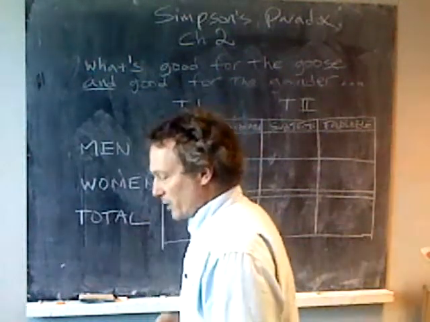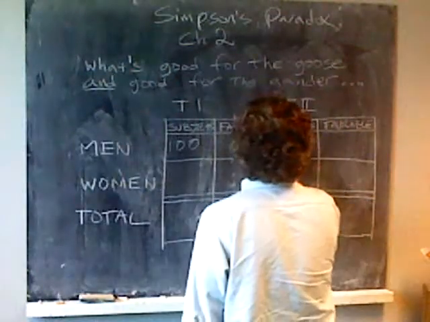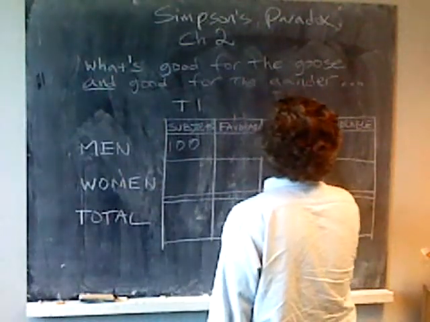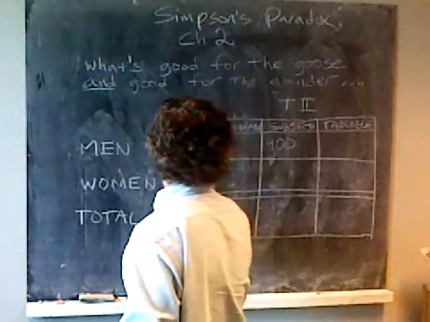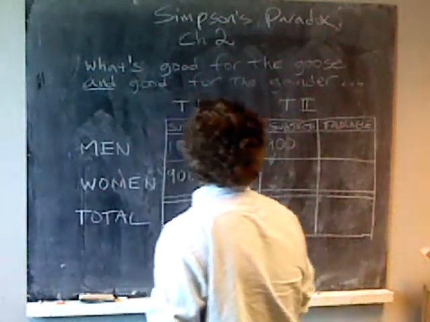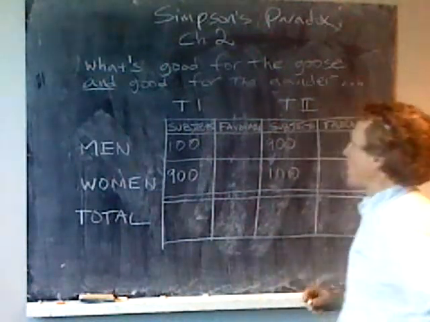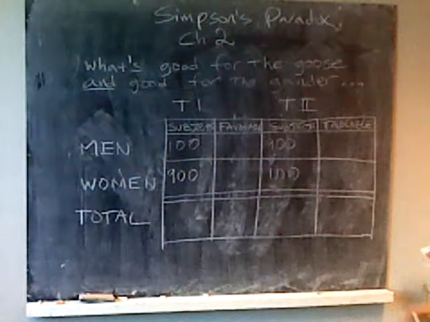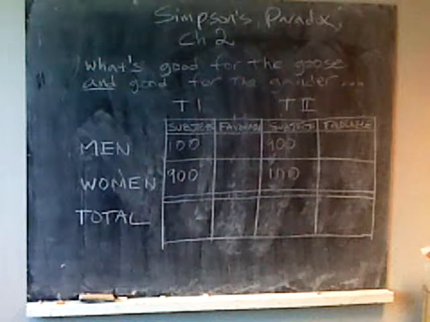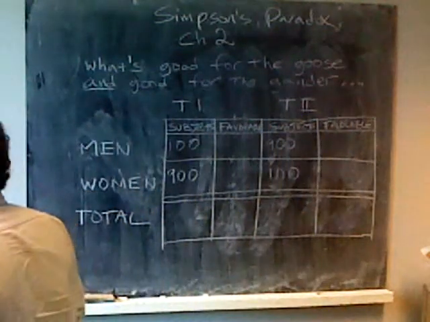What's going to happen is that 100 men are going to opt for treatment 1, and 900 men are going to opt for treatment 2. And of the women, exactly the opposite. 900 of them are going to opt for treatment 1, and 100 of them are going to opt for treatment 2. And this is really where the trouble starts. Okay? We shouldn't have something like that going on, but we do. So now let's see what the results are.